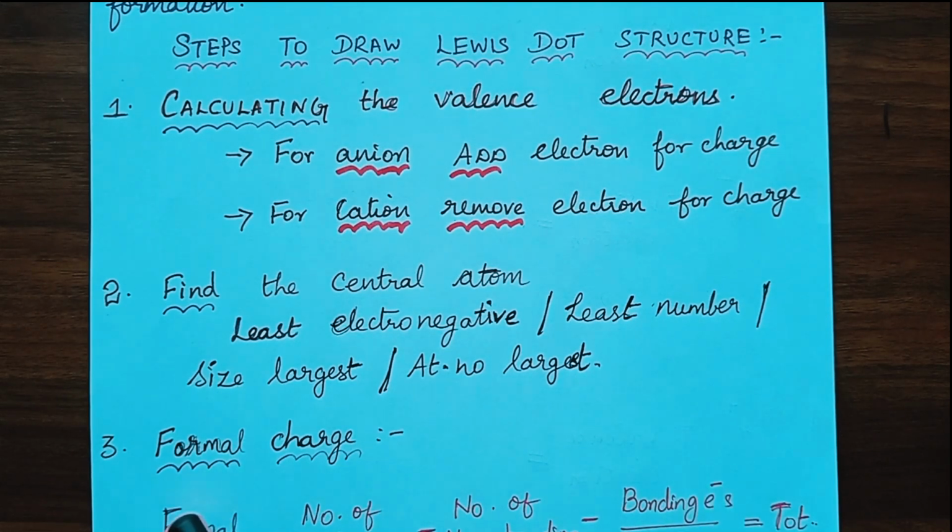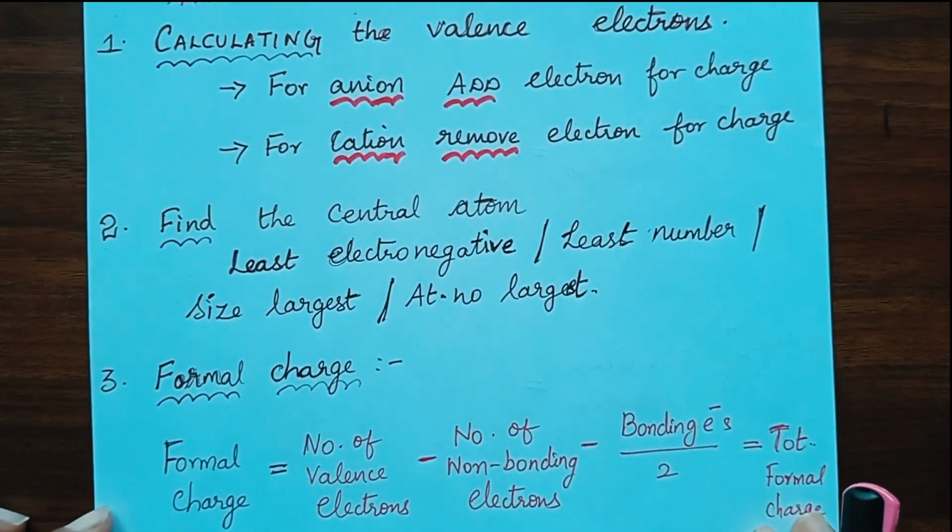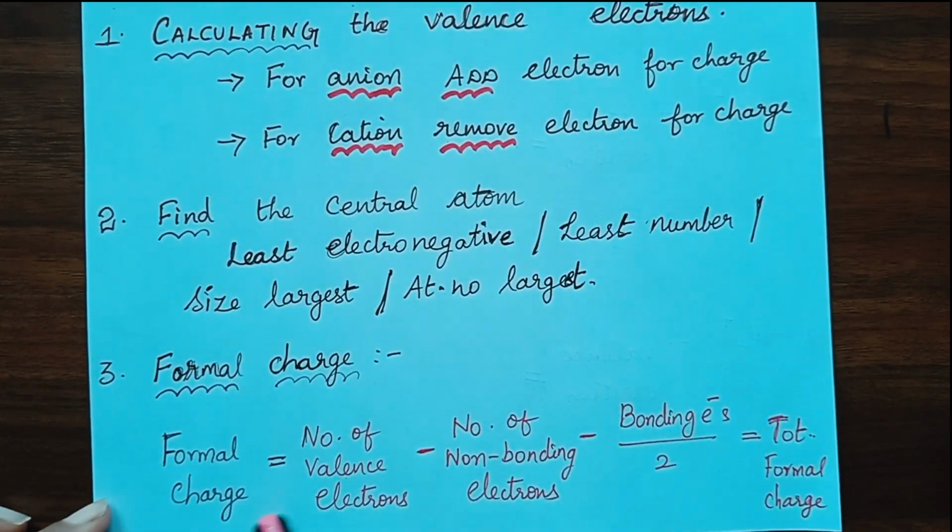Okay, next we go to the formal charge. There is one formula to find the formal charge. That is the number of valence electrons minus the number of non-bonding electrons minus bonding electrons divided by 2, which will give the total formal charge of the given atom. Okay, now we'll see different examples to draw the Lewis dot structure.